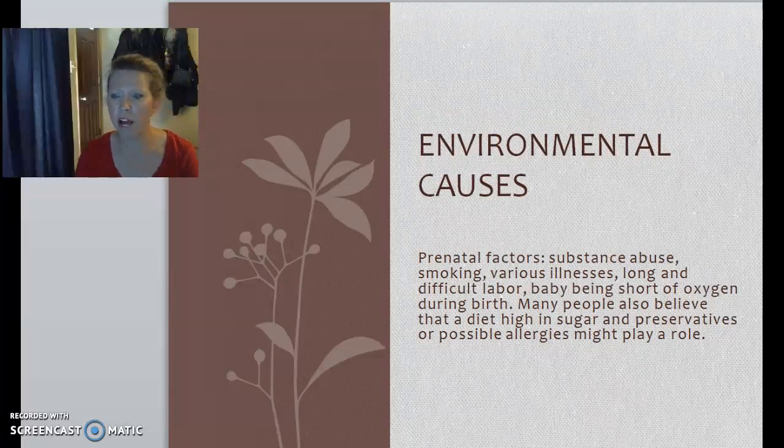Environmental causes. Some people have prenatal factors in common, such as their parents drank and used drugs, so they had substance abuse. They may have smoked during pregnancy. Maybe they got terribly ill during pregnancy, or had a long and difficult labor. Maybe the baby was short of oxygen during birth. Many people also believe that diet has a lot to do with it, like a diet high in sugar and preservatives that are in our food, or possibly allergies. If you're a person who suffers from food allergies and you eat those foods, it could cause these behavioral problems.